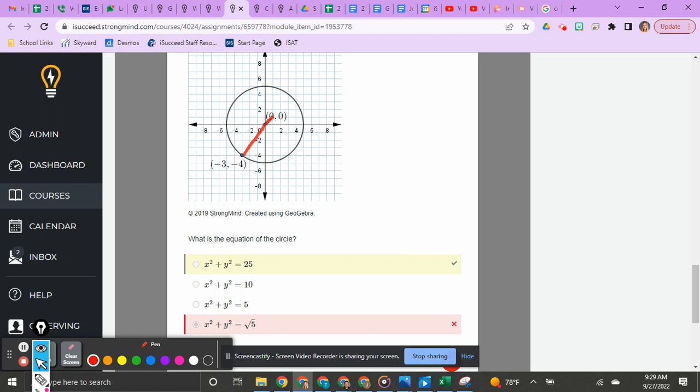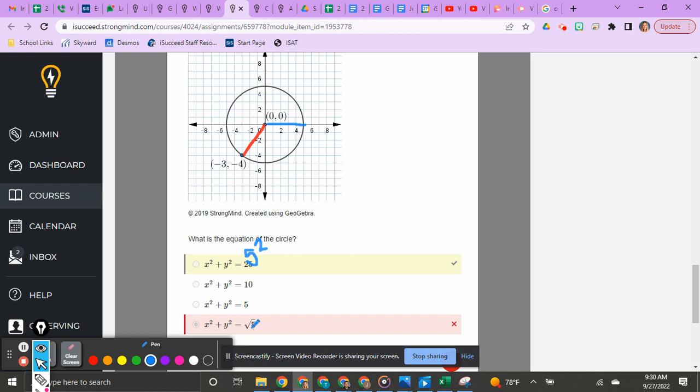The other option is that you know every radius of a circle is the same length. So I could look at a different radius that's a little bit more helpful, like from 0, 0 over here to 5, 0. So you can see that the length of the radius is 5. That means this length is also 5. And in the equation of the circle, this part over here would be that radius length squared. So 5 squared, which is 25.